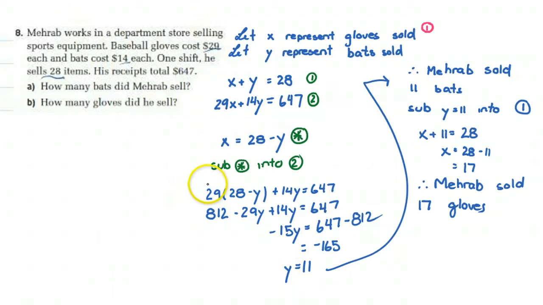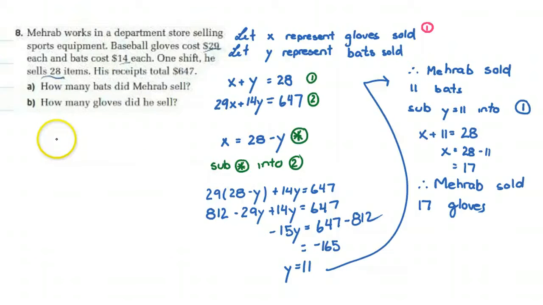Now I chose specifically to solve for y here because in this problem the first part is how many bats did Merab sell, and y represents the number of bats. Then to find the number of gloves, I simply sub y equals 11 into either equation. I chose to sub it into equation 1, and then I worked it out and I get 17. So Merab sold 17 gloves. So again, it's a question about selling some sort of item, but what we're really trying to see here is that you can apply one of those techniques to solve a systems of equations.